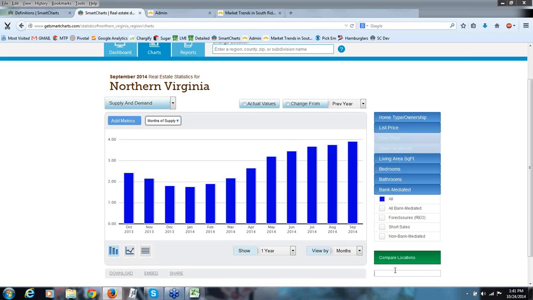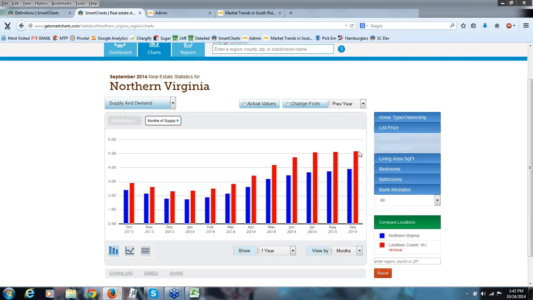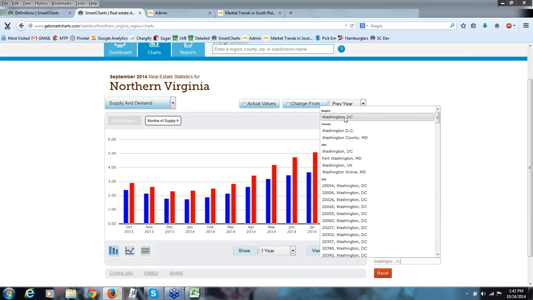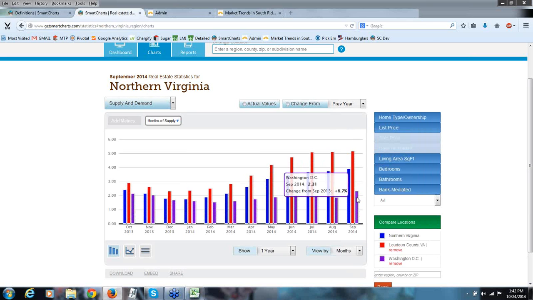I can turn this on to show, and I happen to live in Loudoun, so I pay special attention to this. But for Loudoun County, we can see the months of supply is up at 5.1 months. And for Washington, D.C., which is one of the tightest markets locally and really nationwide, the District of Columbia, they're still at 2.3 months of supply.